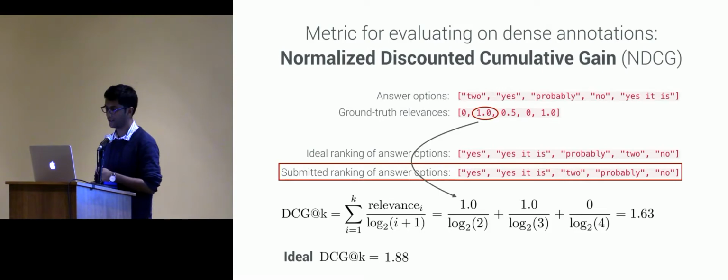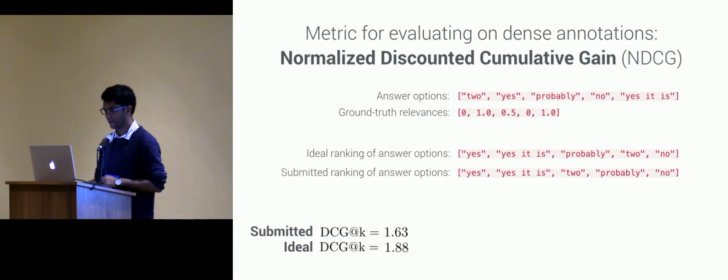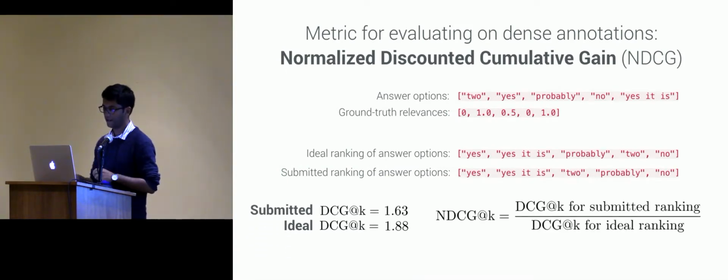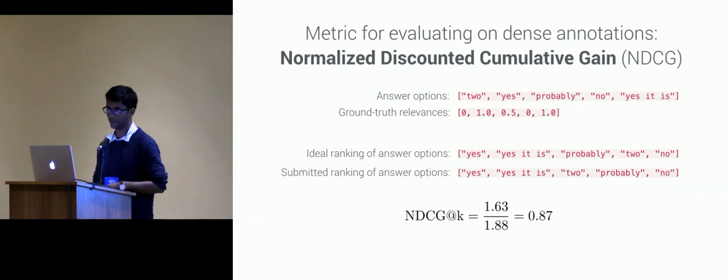Here the first factor corresponds to the relevance of the answer yes. The second factor corresponds to the relevance of answer yes it is. And the third factor corresponds to the relevance of the answer 2. So now that we have the submitted and the ideal DCGs, NDCG is computed by dividing the DCG for the submitted ranking by the DCG for the ideal ranking. And that would be 0.87 in this case.